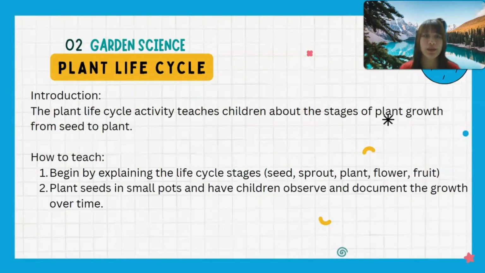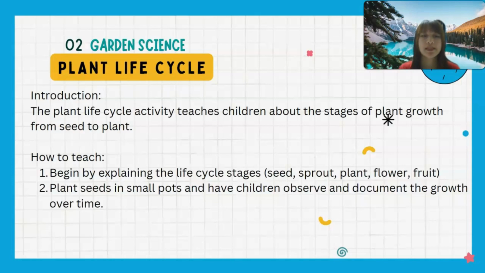The second topic is garden science, which teaches about the plant life cycle. Introduction: the plant life cycle activity teaches children about the stages of plant growth from seed to plant. How to teach? First, begin by explaining the life cycle stages, which are first seeds, second sprout, third plant, and then flower. The last one is fruit.